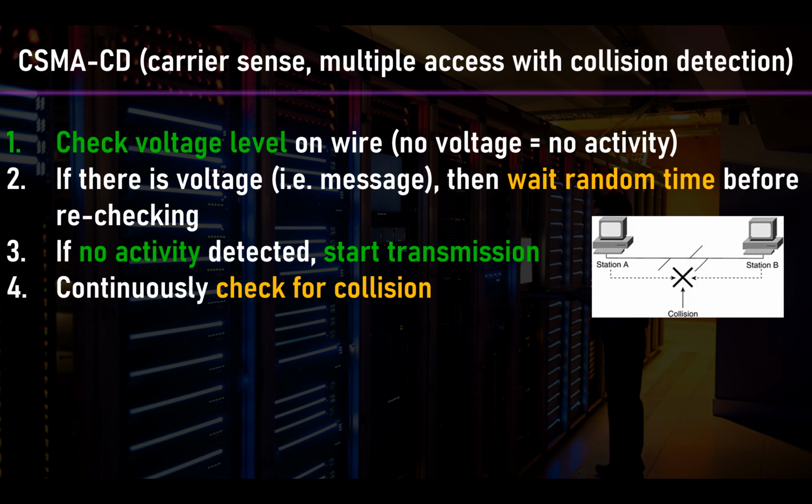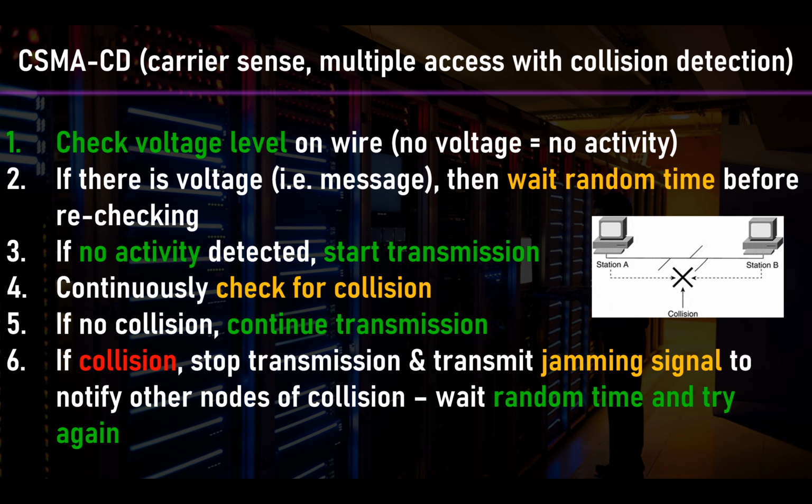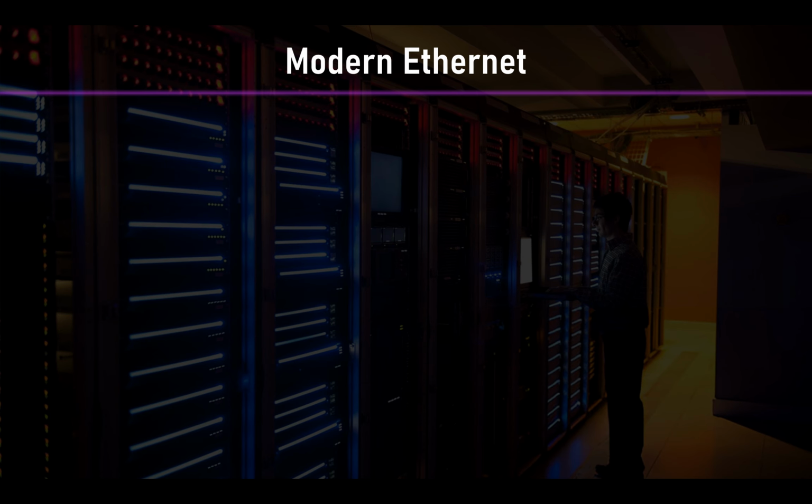As we're sending, we're going to continuously check for collisions. If there's no collision, we just continue transmission. However, if there is a collision, then we stop transmission and we transmit a jamming signal to notify the other nodes on the network of a collision. And we're then going to wait a random time and try again.